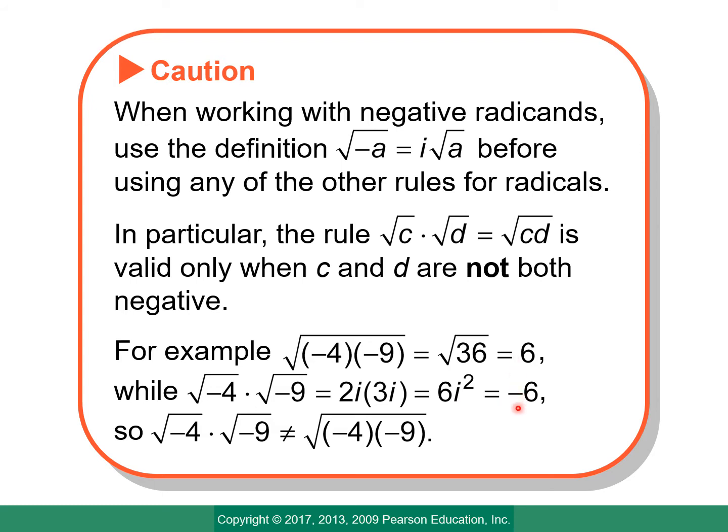And so notice we got two different answers depending on how we did this problem. When the two factors started in the same radical, we got positive 6. When the two factors started in two separate radicals, we got negative 6. Therefore, these are not equal. You can't separate a product of two negative numbers inside the square root into two separate square roots, or vice versa. And so that's what I'm saying right back here. You're going to use this definition first. You're going to pull out i first, and we'll do it in another example so you see what I mean.